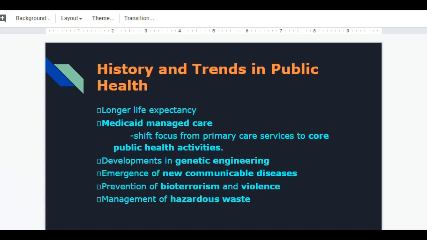Public health agencies shifted from providing services to individuals to looking at the broader scope of public health and providing services to agencies, to aggregates, to populations. As the 20th century came to a close, developments in genetic engineering, the emergence of new communicable diseases, prevention of bioterrorism and violence, and the management of the disposal of hazardous waste were emerging as additional public health issues. Throughout history, as issues emerge that affect people's health and populations, they become priorities to public health professionals.